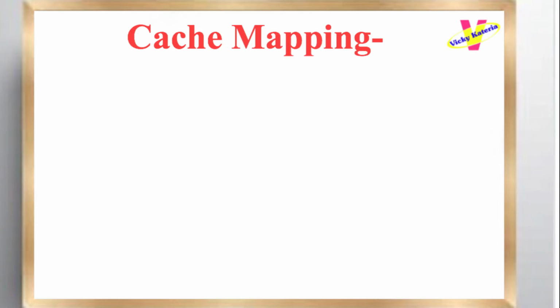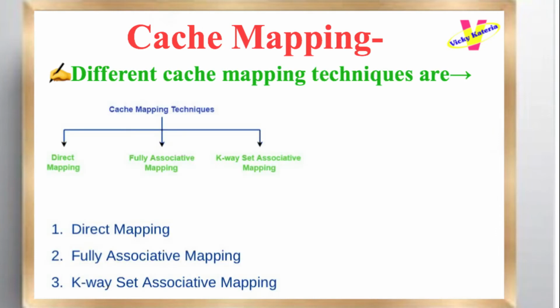Cache mapping. Before you go through this video lecture, make sure that you have gone through the previous video lecture on cache mapping. Cache mapping is a technique by which the contents of main memory are brought into the cache memory. Different cache mapping techniques are direct mapping, fully associative mapping, and k-way set associative mapping. In this video lecture, we will discuss direct mapping in detail.